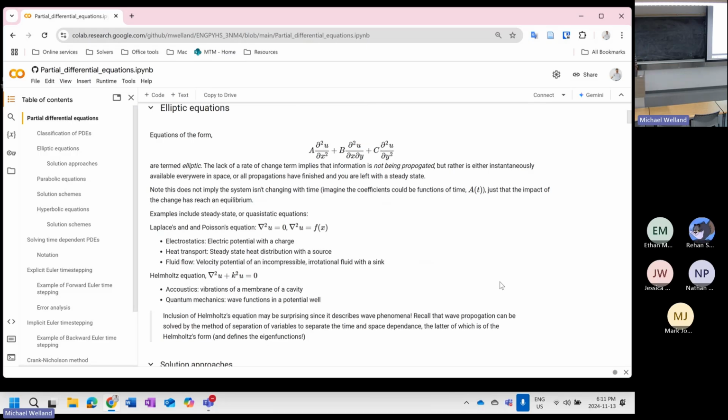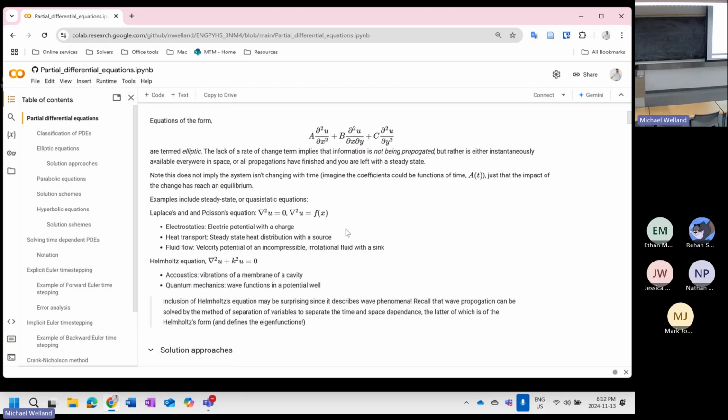Examples include steady state or quasi-static equations, right? Laplace and Poisson's equation. I don't quite understand why Laplace's equation isn't a subset of Poisson's equation, but whatever. Electrostatics is a big one. Heat transport is another big one. Fluid flow in the absence of a sink or a source of fluid can be modeled under certain cases as, and I forget what those cases are. You can model the velocity potential instead of the velocity itself.